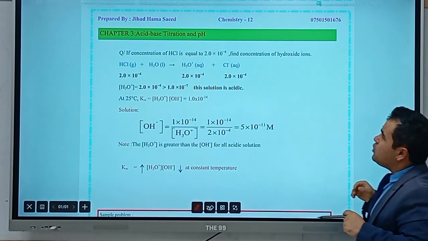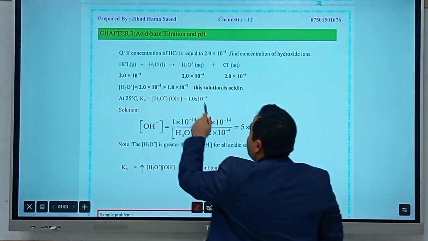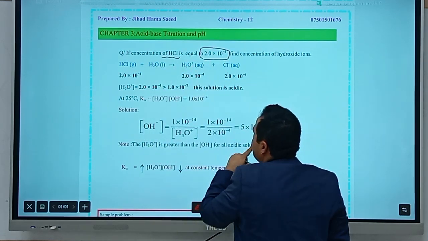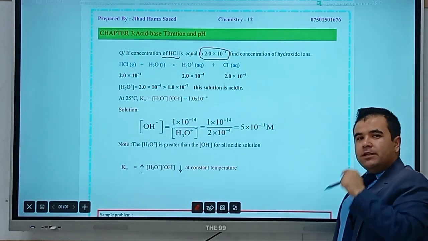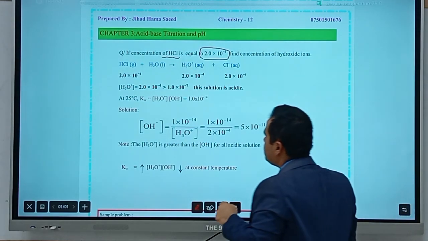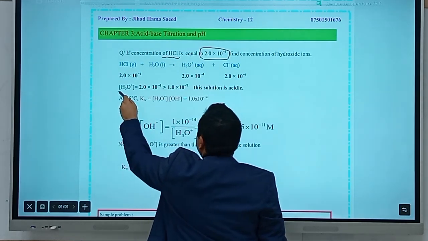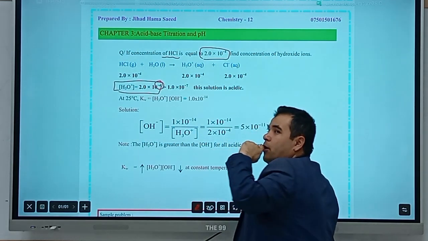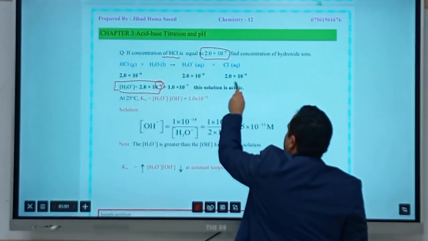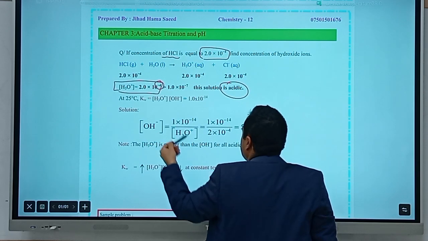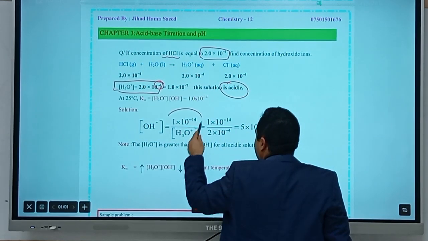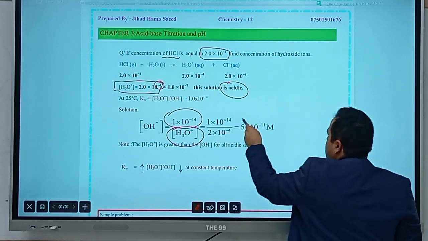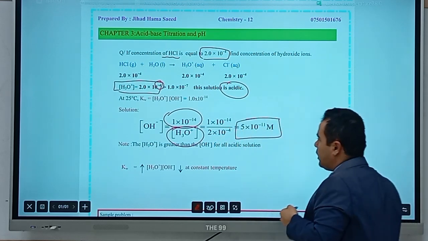Let us solve for an acid. We solved it for a base. The acid here is HCl. HCl is monoprotic. The concentration of HCl is given as 2 × 10^-4. So directly this is equal to the hydronium concentration. We calculated the hydronium concentration, which is equal to 2 × 10^-4, and the hydronium is higher than 10^-7. So the solution is what? Acidic. How to convert this hydronium into hydroxide? Hydroxide is equal to Kw divided by the hydronium. 10^-14 over 2 × 10^-4 is equal to 5 × 10^-11 molarity.